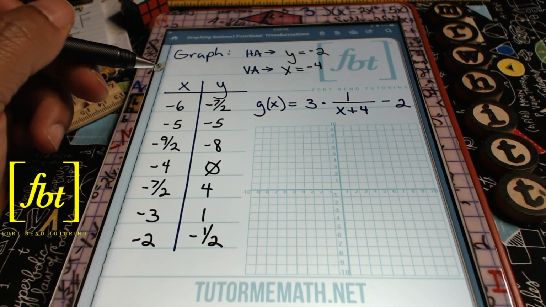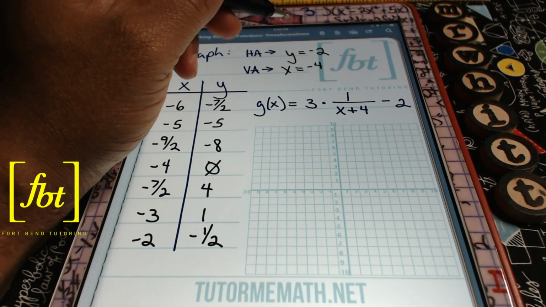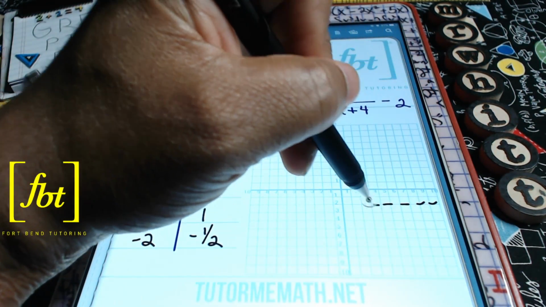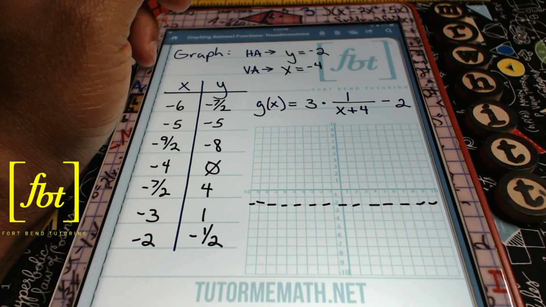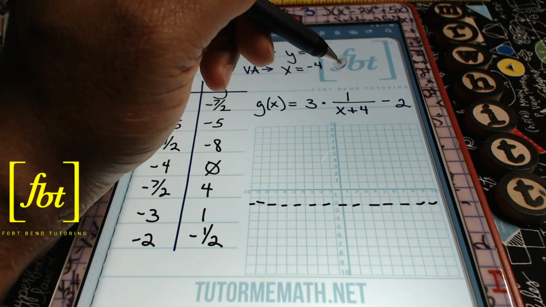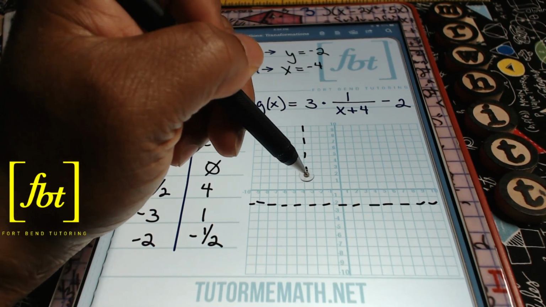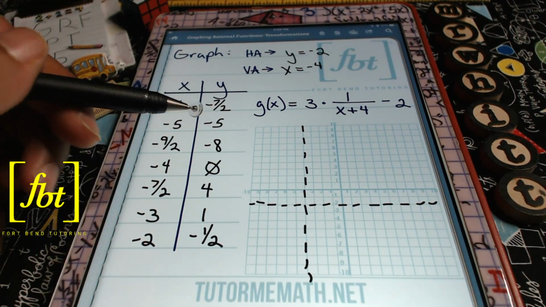So I'm going to start graphing by graphing those two asymptotes. We have y equals negative 2, so this is going to give me a horizontal line through y equals negative 2. Then I'll graph my vertical asymptote at x equals negative 4. So that's going to be right here. All right, just like that. And now we'll plot our points.